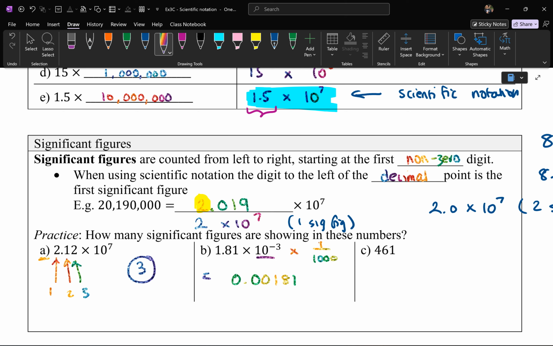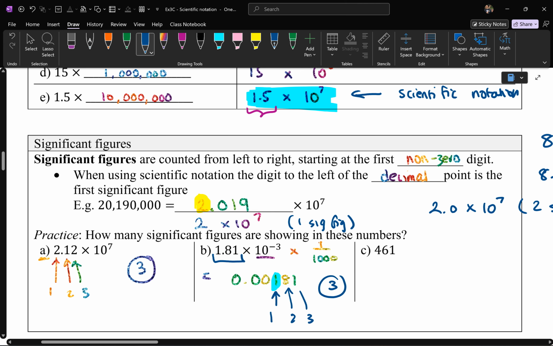Obviously I'm making it more complicated than it should be. 3. Yeah, it's still 3. Because the first non-zero digit is still here. This is still number 1. That's your first. That's your second. That's your third, which you can actually look at from the first base number. It tells you the number of significant figures already. So this is also 3.